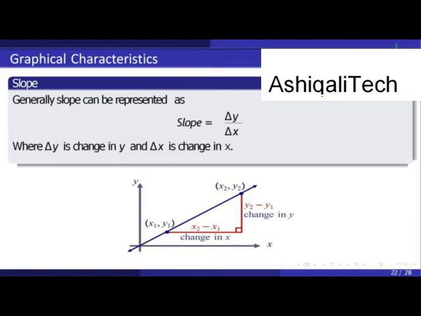On the x-axis, we have change in x, that is x2 minus x1. Similarly, the change in y-axis is y2 minus y1. So, if we join these points x1, y1 and x2, y2, the division of delta y by delta x will give us the slope.